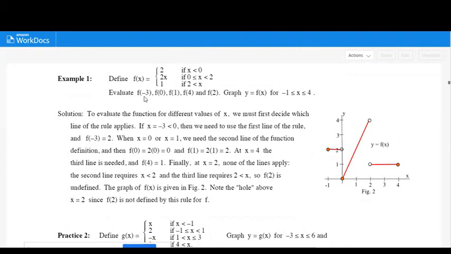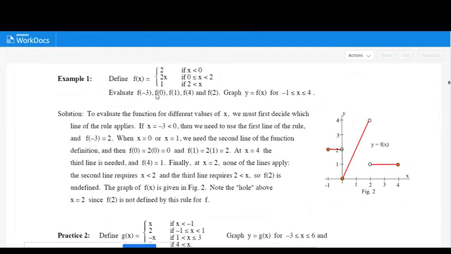So, dito, evaluate daw natin una si f of negative 3. So, negative 3, we need to identify saang rule siya. First line ba, second line, or third line. So, saan siya na-belong na range. So, we all know that negative 3 is less than 0. So, kumbaga, we will use the first line. So, kung nasa first line daw, the answer diretso is 2. So, f of negative 3 is 2.